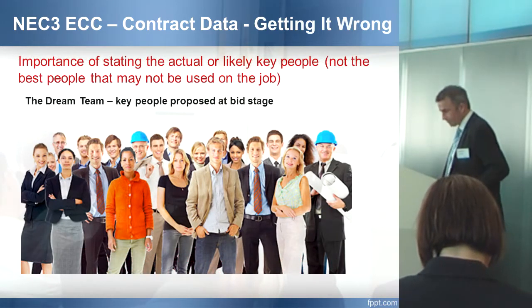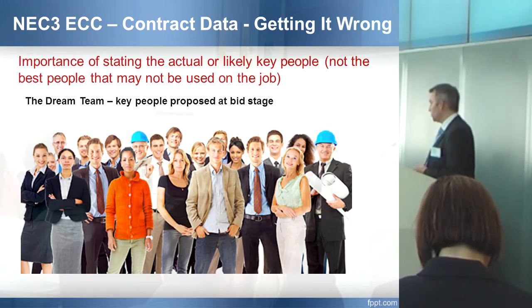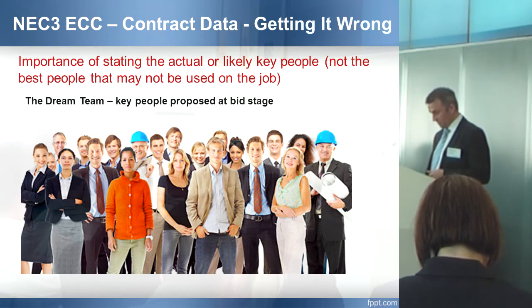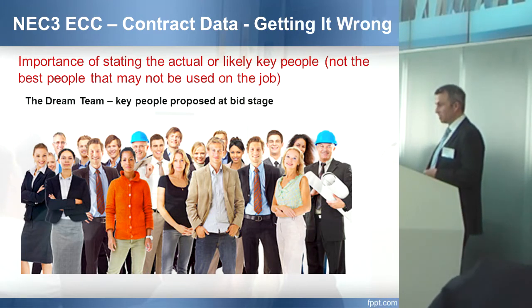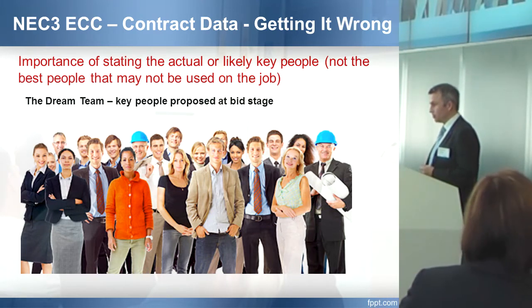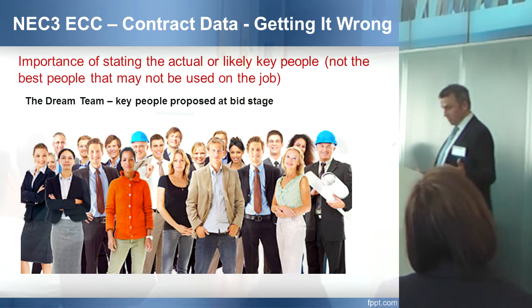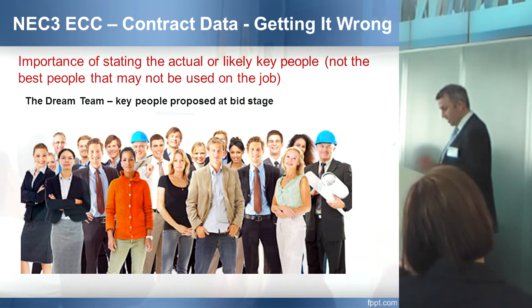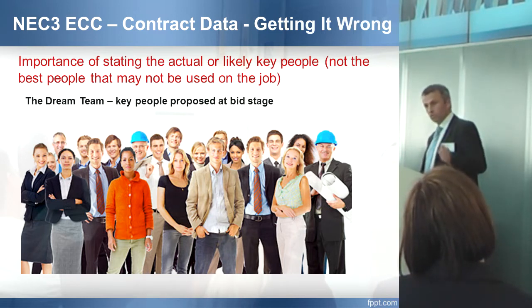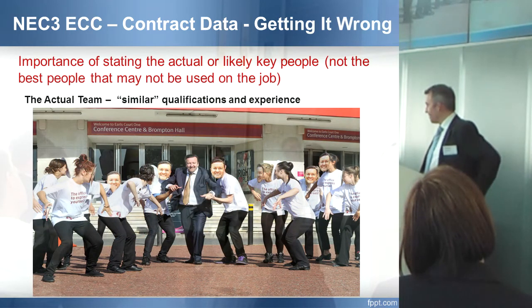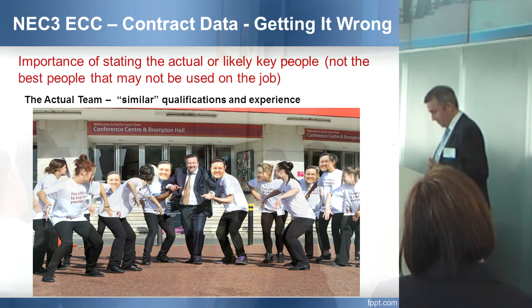Right, this is a good fun one. The importance of stating the actual or likely key people, not the best people that may not be used on the job. The scenario is, during the bid stage, the contractor or the subcontractor puts forward the dream team. These are the best in the industry, they're all highly qualified, and they're guaranteed to win the job. Contract gets awarded. Day 1, along comes the actual team. Right? Apparently they have very similar qualifications and experience, and nothing will be a problem.